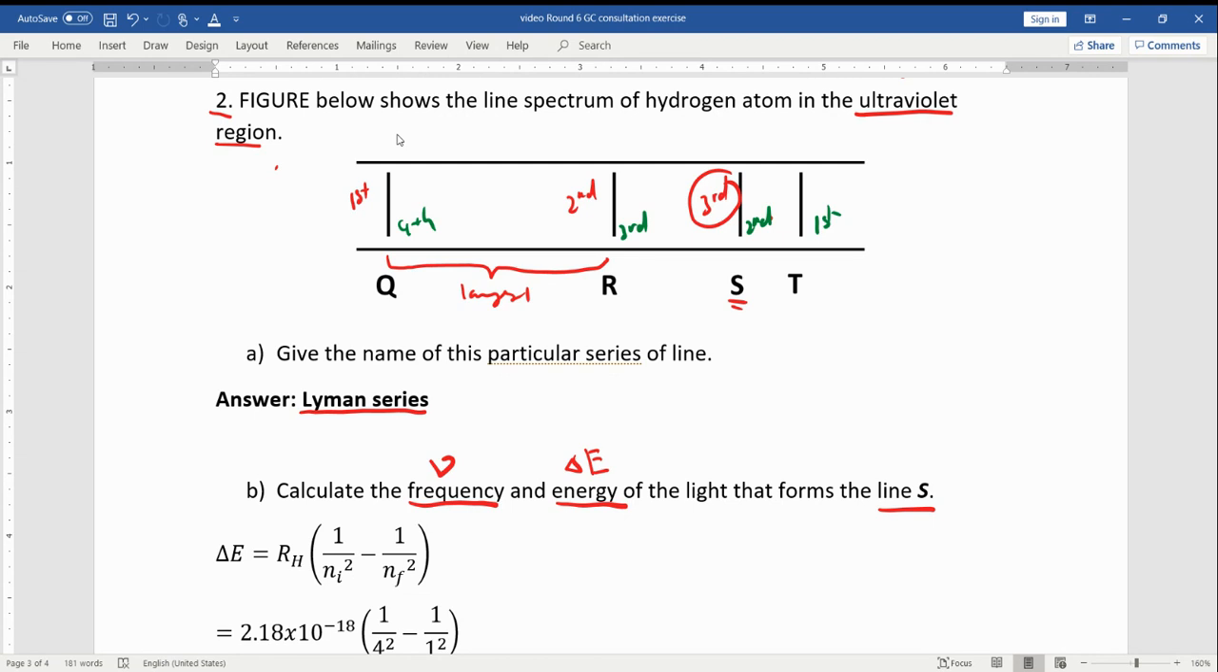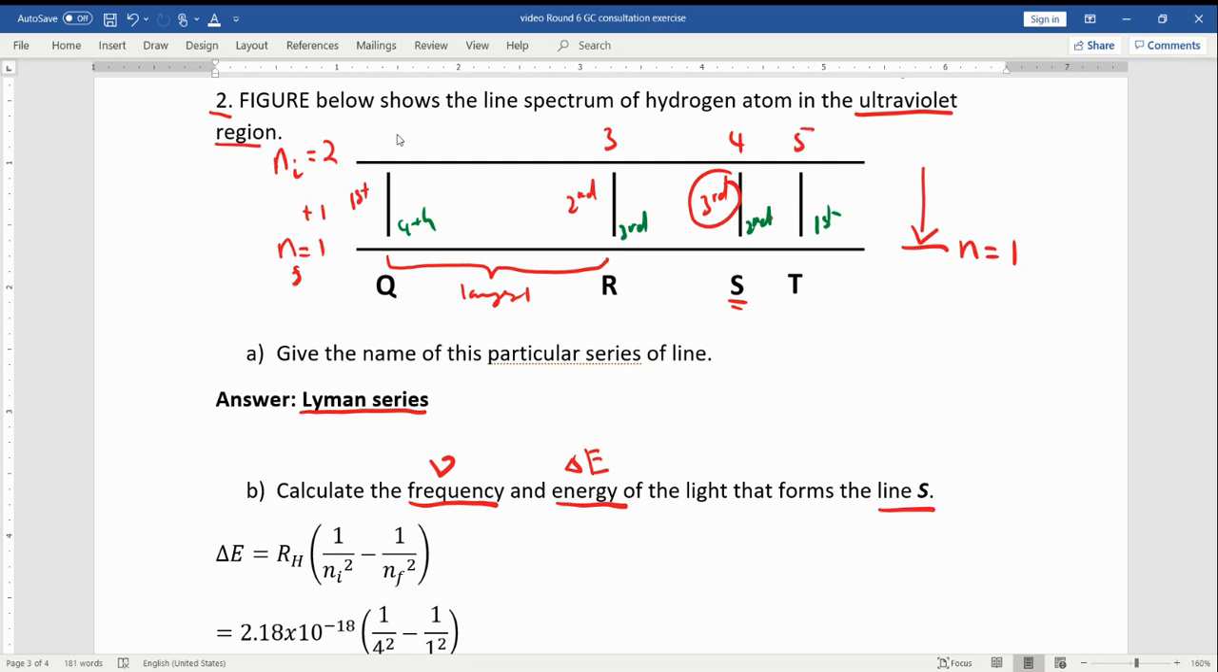And ultraviolet region means that the electron will drop to n equals 1. Imagine that the electron has dropped to n equals 1, so it produced the first line. At the higher initial level, it should be n equals 2 because 1 plus 1 equals 2. Then for this one, 1 plus 2 equals 3, then 4, and 5.